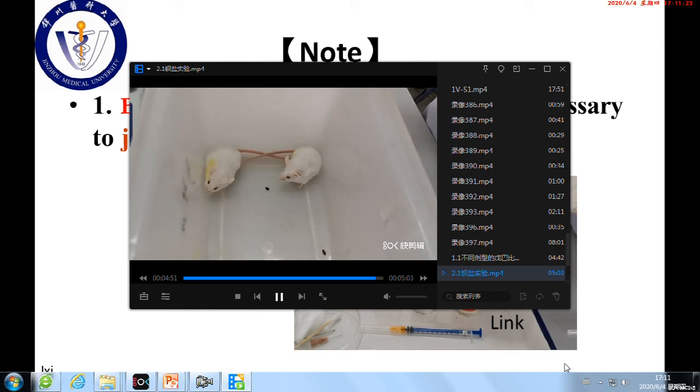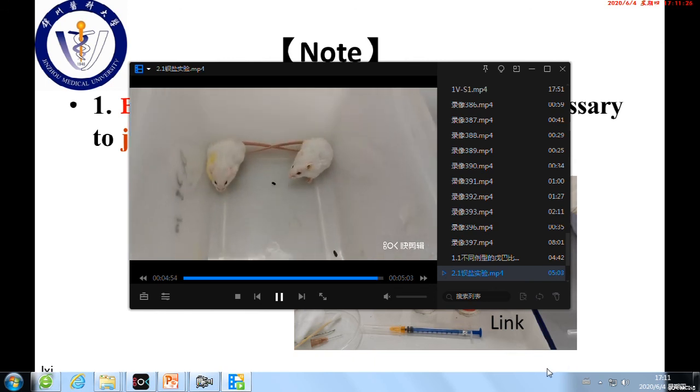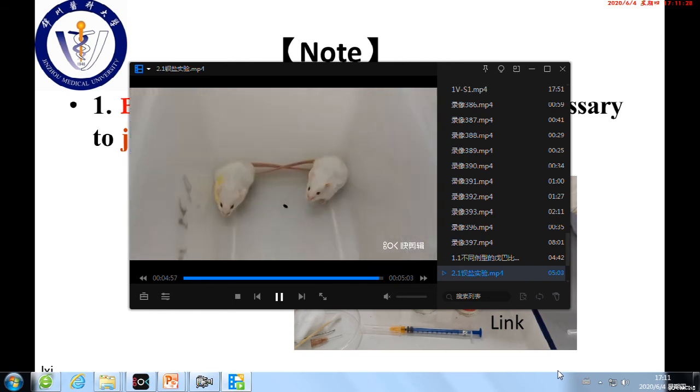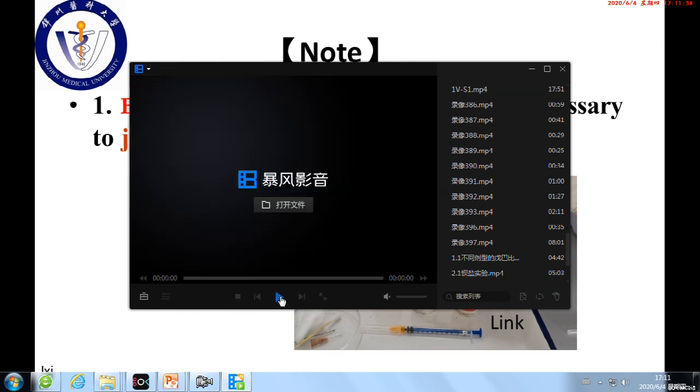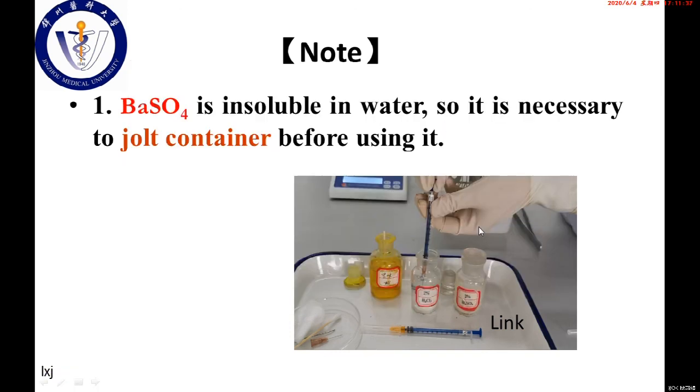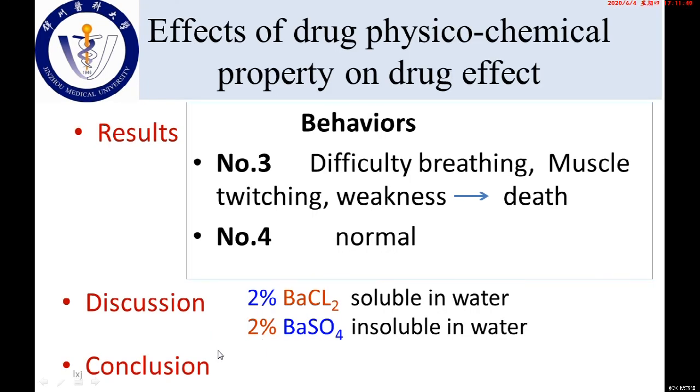Actually, the result of this experiment between these two mice is very obvious. The result is like this. For mouse number 3, at the beginning, this mouse showed difficulty breathing, followed by muscle tension and weakness. Finally, it died.